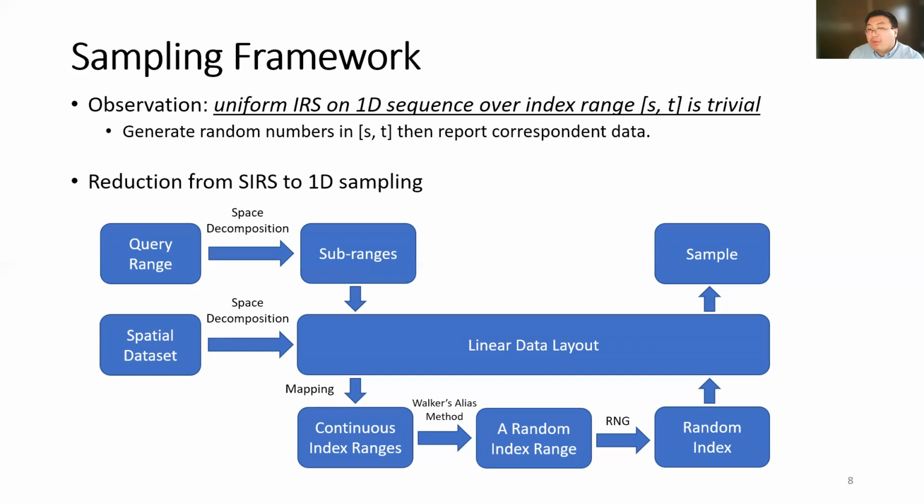Specifically, for each sample we want to report for our SRS query, we first randomly pick one of the index ranges resulting from the decomposition of the query region. Each index range has a probability proportional to the number of data points it contains to be picked. Here, we can use Walker's alias method to solve the weighted sampling problem in constant time. And now with a continuous range picked on our linear data layout, we just need to generate a random number in that range to get our final sample.